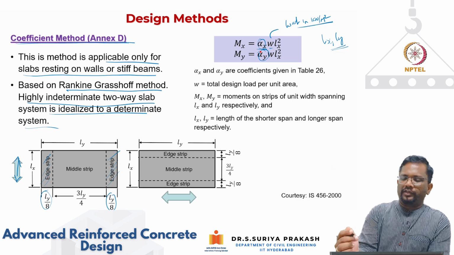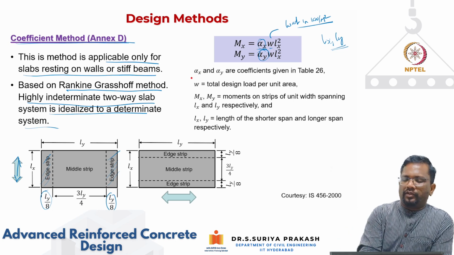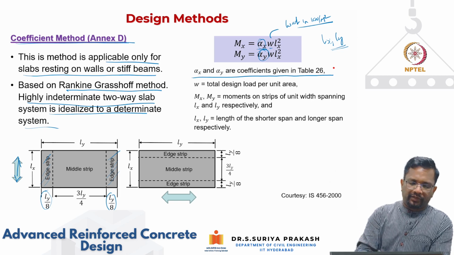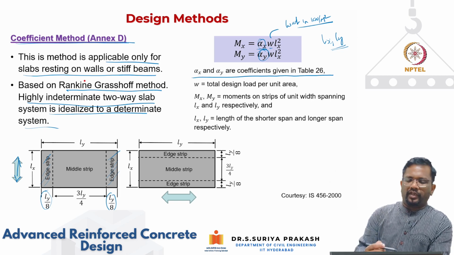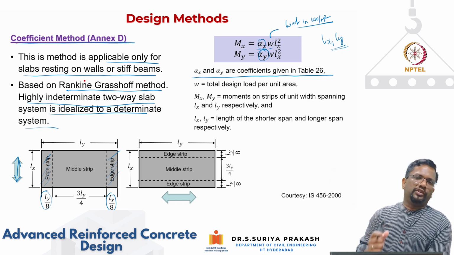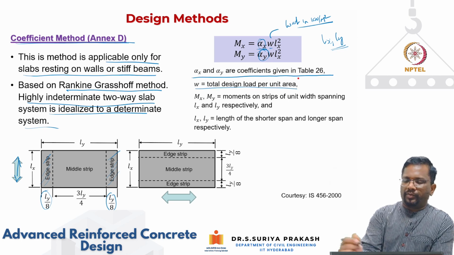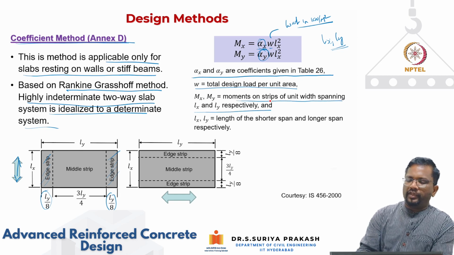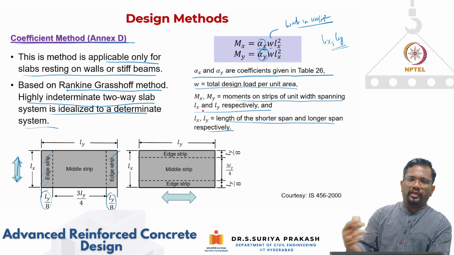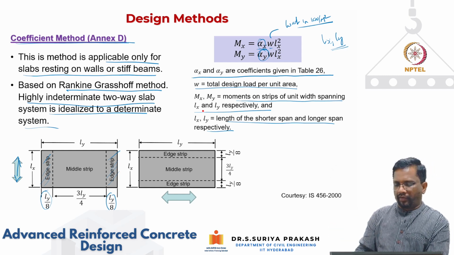Now, what are this alpha x and alpha y? These are the coefficients that have been derived based on elastic analysis and on this Rankine-Grashof method, and the code is giving you some values. W is your total design load per unit area, and Mx and My are the moments on strips of unit width spanning Lx and Ly respectively. Lx and Ly are the lengths of the shorter span and longer span. So Lx is always taken as the shorter span, and Ly is always taken as the longer span.